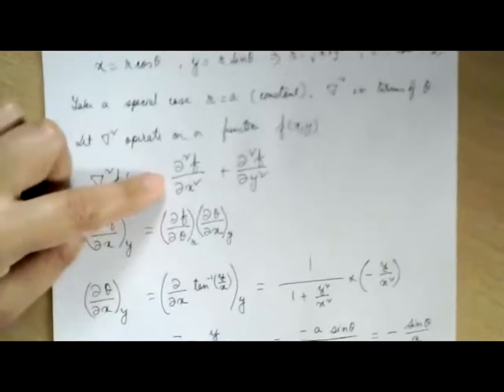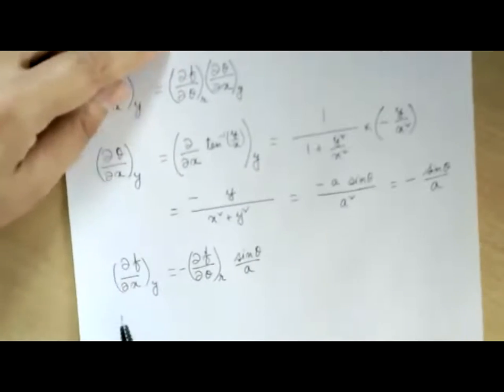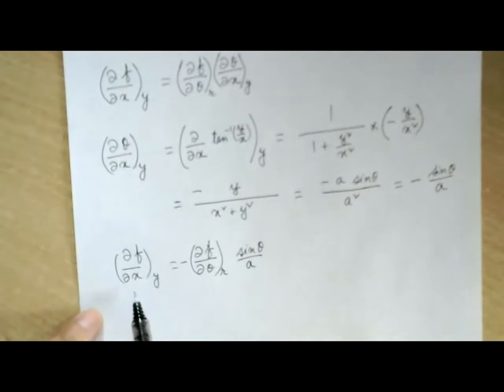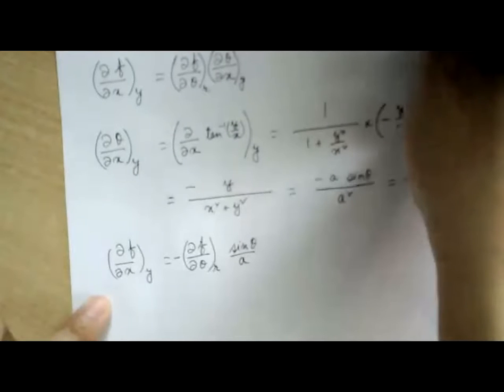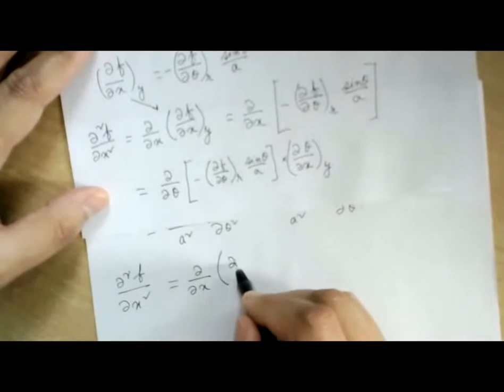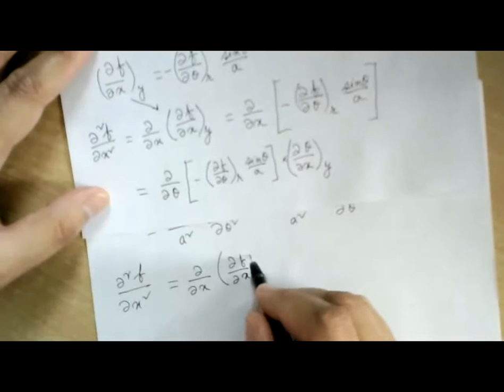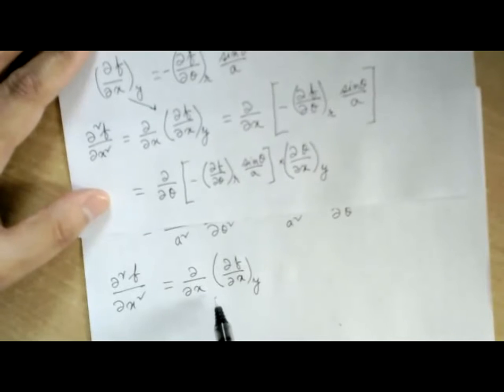We want to calculate the second order partial derivative. We have calculated the first order partial derivative, so let us differentiate this again with respect to x. Del 2f by del x square is again nothing but del by del x of del f by del x at constant y. This means you differentiate f 2 times with respect to x.